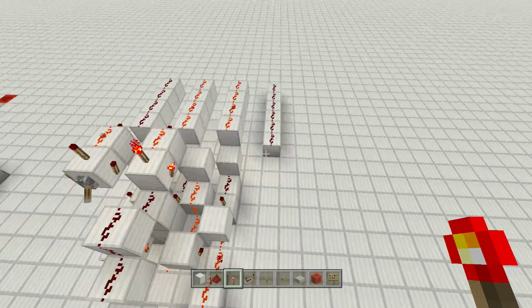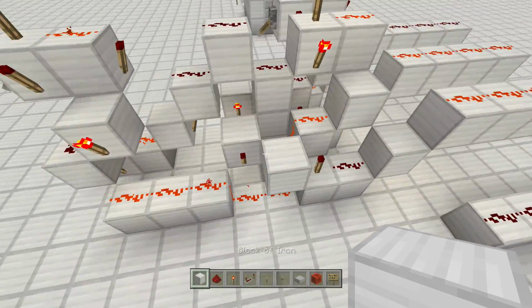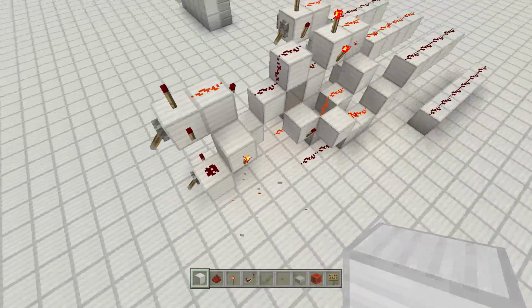Sorry, I was just looking at this and thinking how awful it was. Well, it's not awful, it's a type of adder that's not very useful.